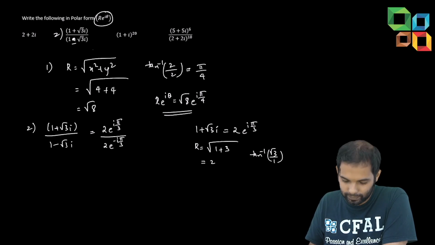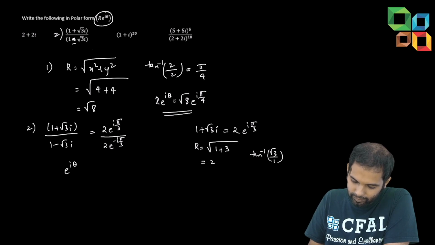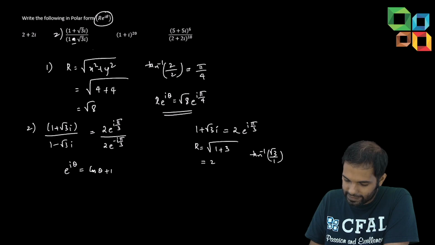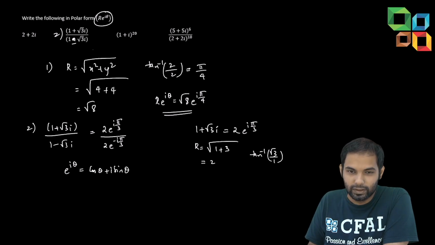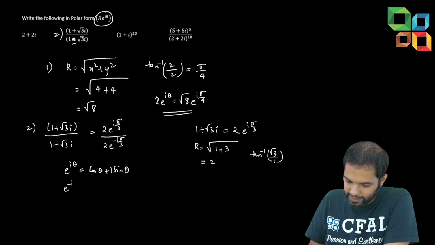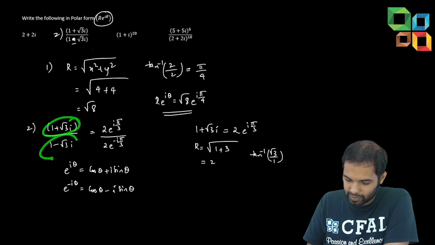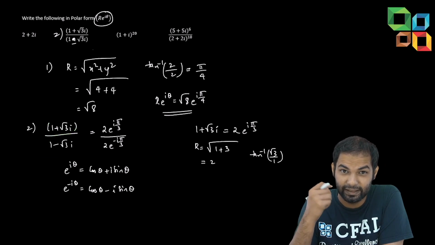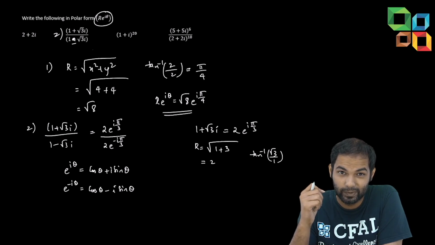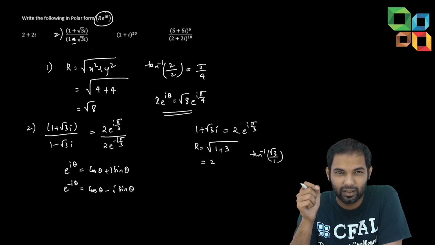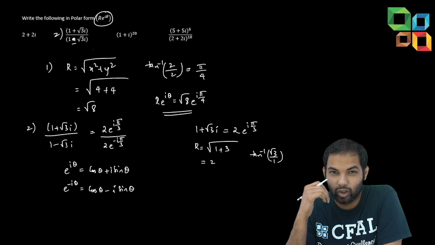How do I know that? What is e power i theta? It is cos theta plus i sin theta. Okay. Just look at what happens to e power minus i theta. It will be cos theta minus i sin theta. So can you see that these two complex numbers are the same? It's just differing with the minus sign, that too for the imaginary part only.